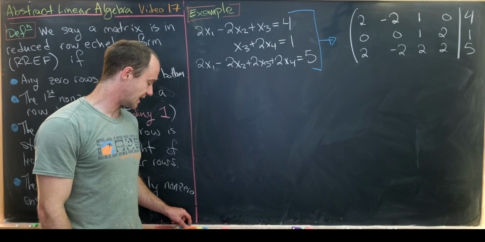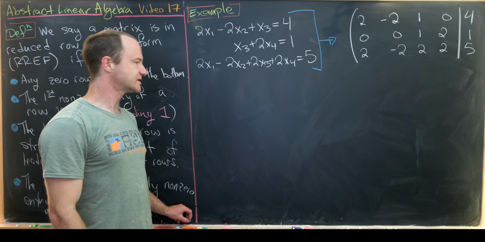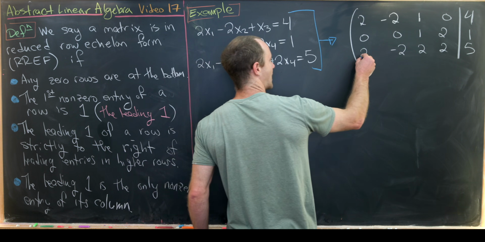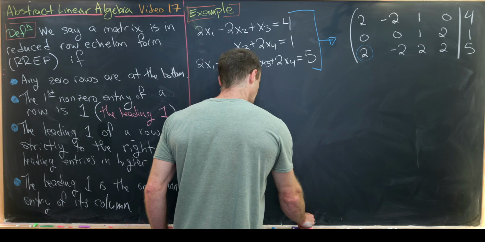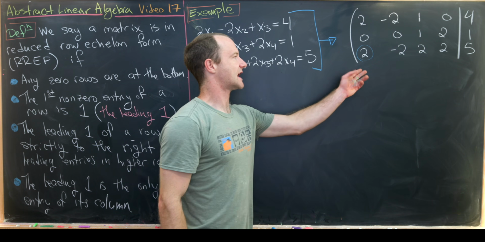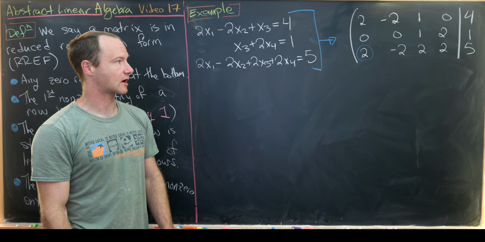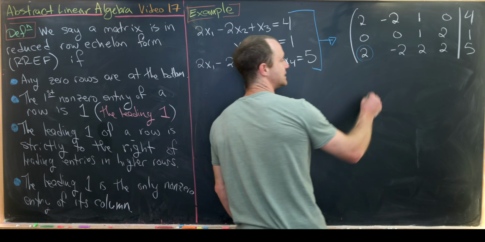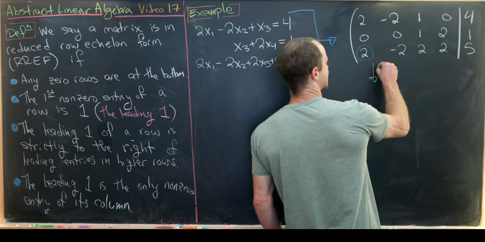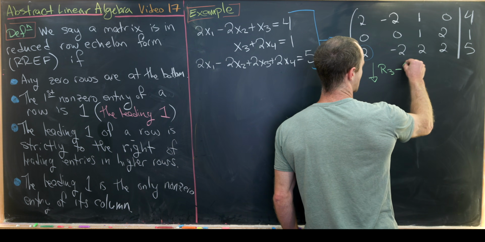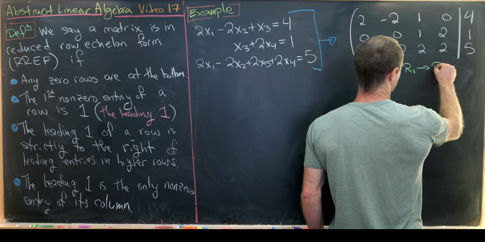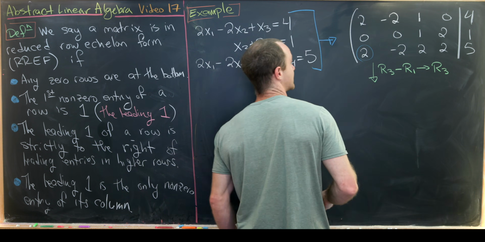So how can we do that? Well, maybe the first thing that we can do is zero out this 2 here, given that we'd like to have only a single 1 in that column. Okay, now how can we do that? Well, we could maybe take row 3 and subtract row 1 and let that become our new row 3.